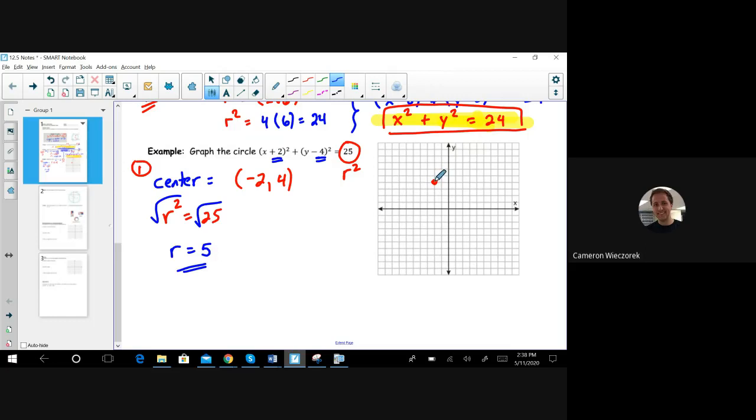I'm just going to go from the red dot up 1, 2, 3, 4, 5, put a dot. Right 1, 2, 3, 4, 5, put a dot. Down 1, 2, 3, 4, 5, put a dot. And left 1, 2, 3, 4, 5. And I've measured it exactly. Every single one of those distances from the red dot to the blue dot is 5 units.